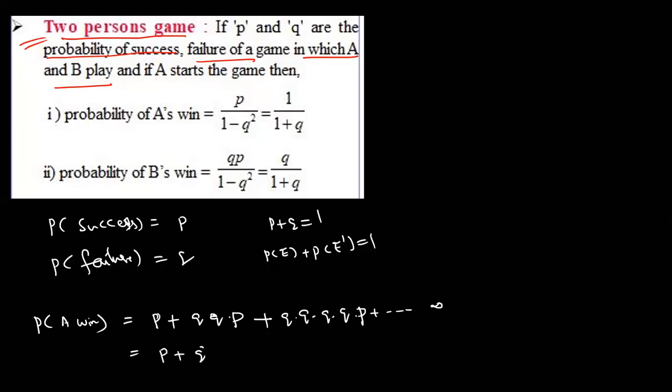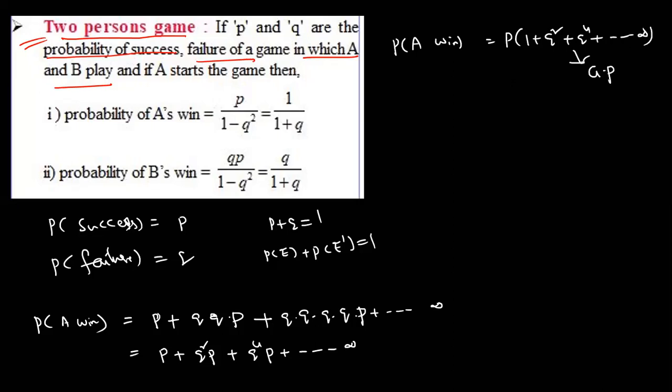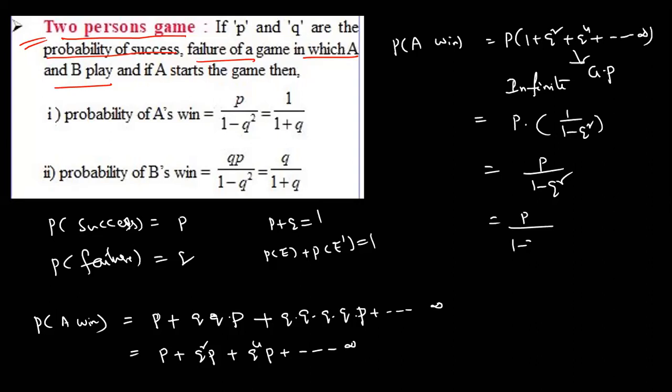P, Q square P, Q power 4 P, and so on to infinity. So what you are observing? Probability that A wins the match means P is the common factor: 1 plus Q square plus Q power 4 and so on to infinity. These are what? Infinite GP. What is the meaning, dear students? So P into 1 by 1 minus Q square. So P by 1 minus Q square. P by 1 minus Q into 1 plus Q. Both are cancelled. 1 by 1 plus Q, since 1 minus Q is how much? P. That is the reason.